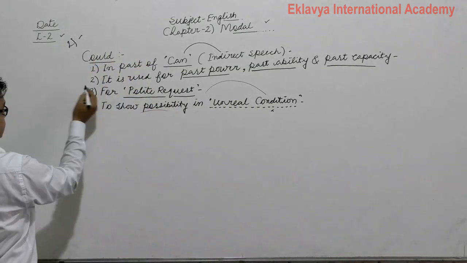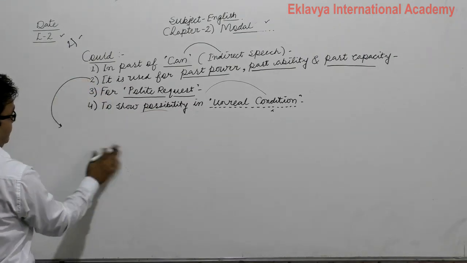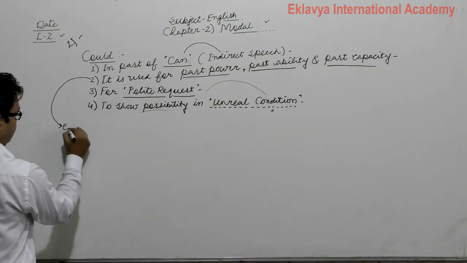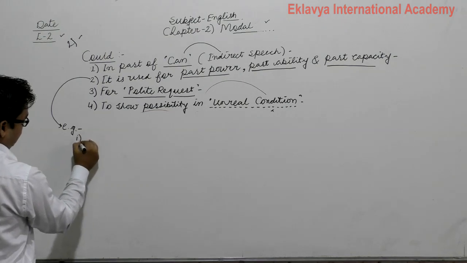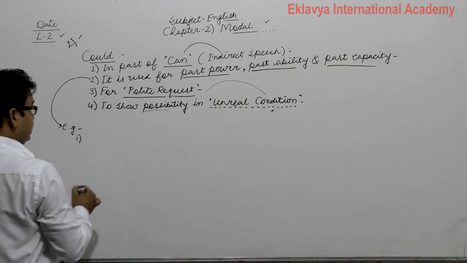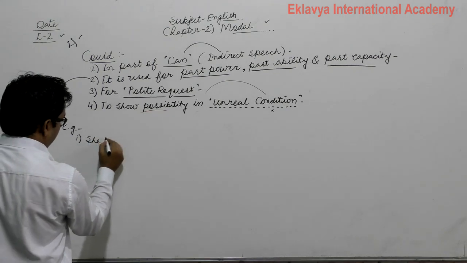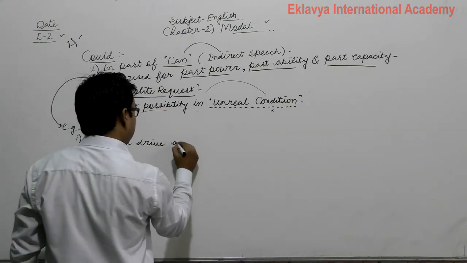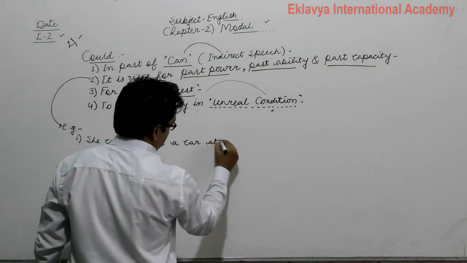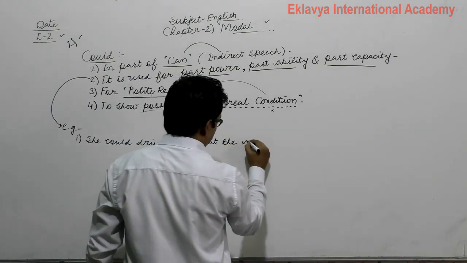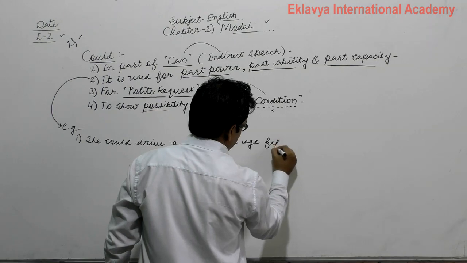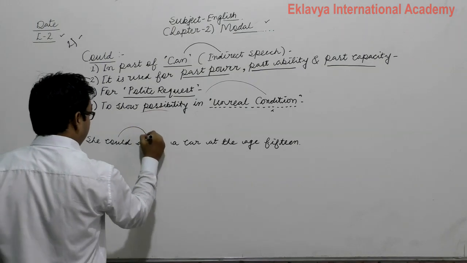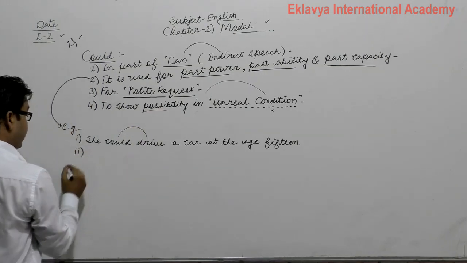Let's have point number second. It is used for past power, past ability and past capacity. Example number 1. She could drive a car at the age of 15. She could drive.